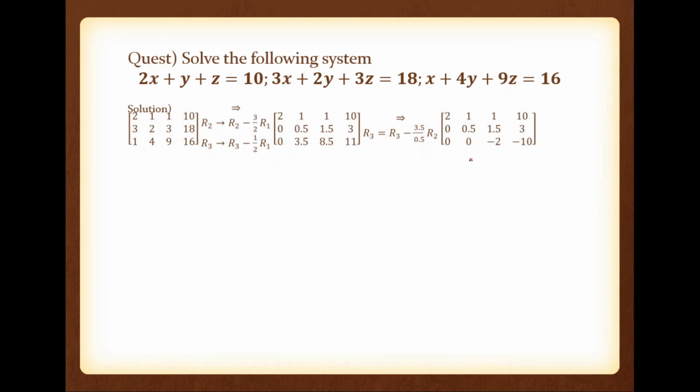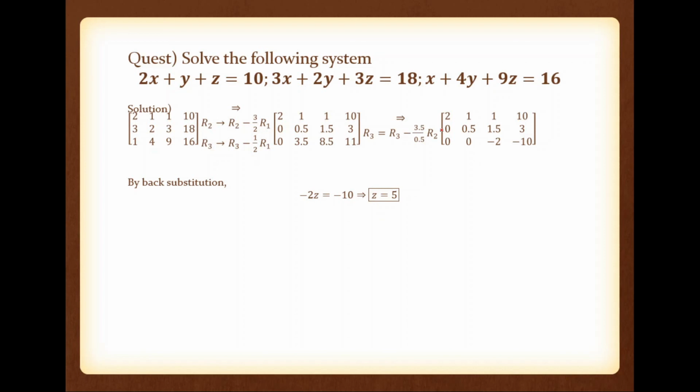Now the eliminations are completed, because this one is a third order system. 2 eliminations are sufficient. Through back substitution, we are going to find the values of x, y, z. First we have to find z, then y, then x. So take the last row. The coefficient of x is 0, coefficient of y is 0. We have only z. So minus 2z equal to minus 10. So z is equal to 5.